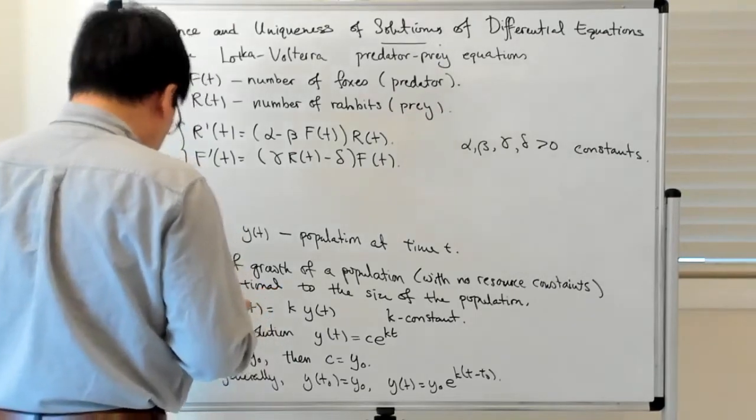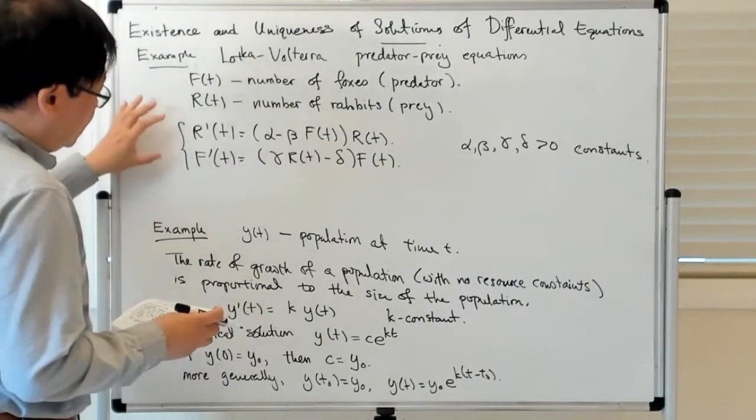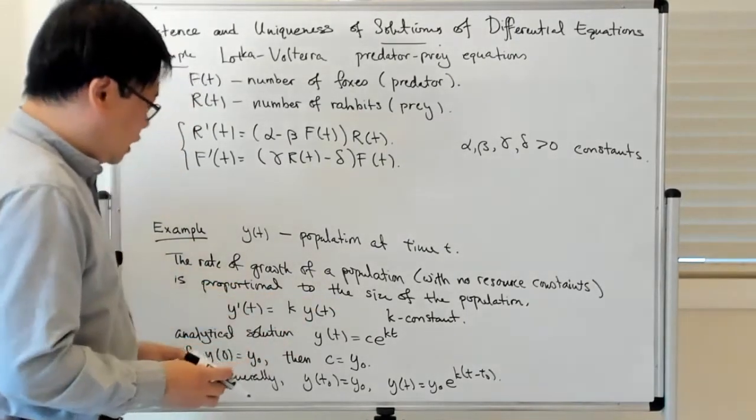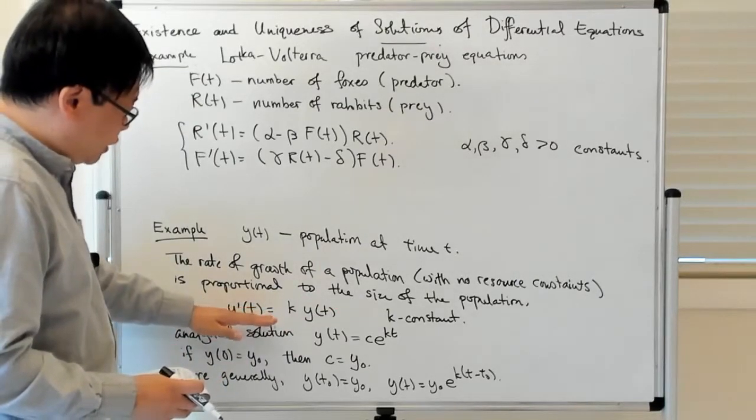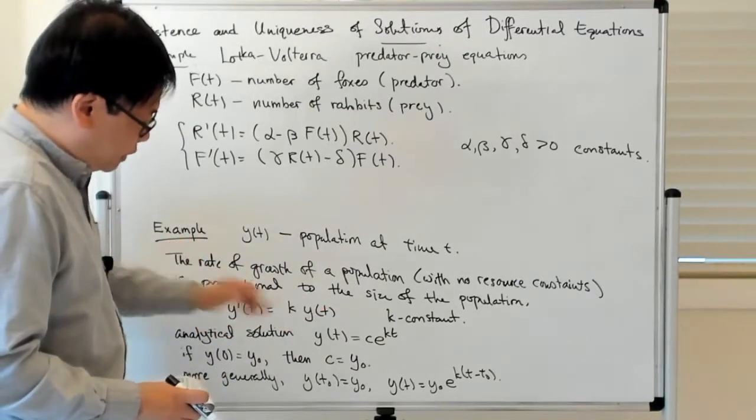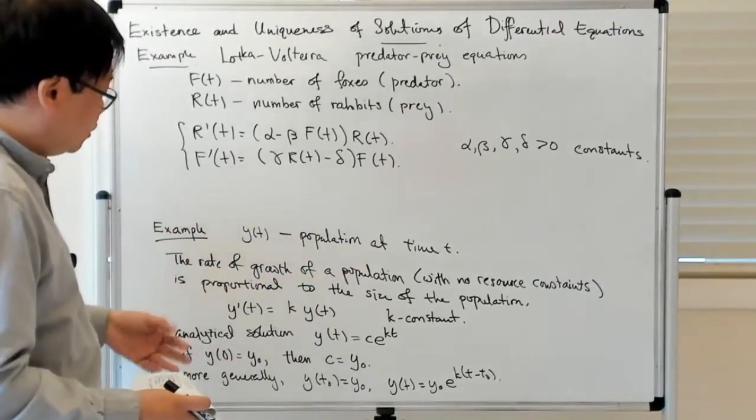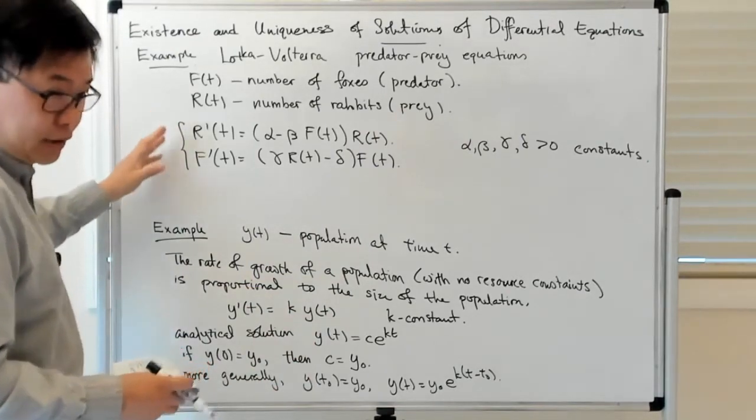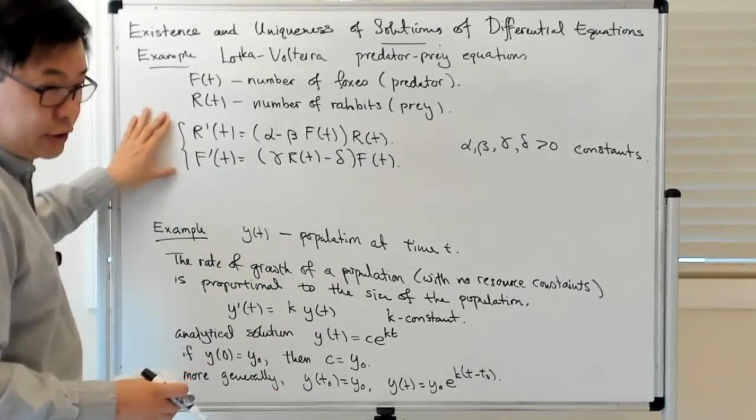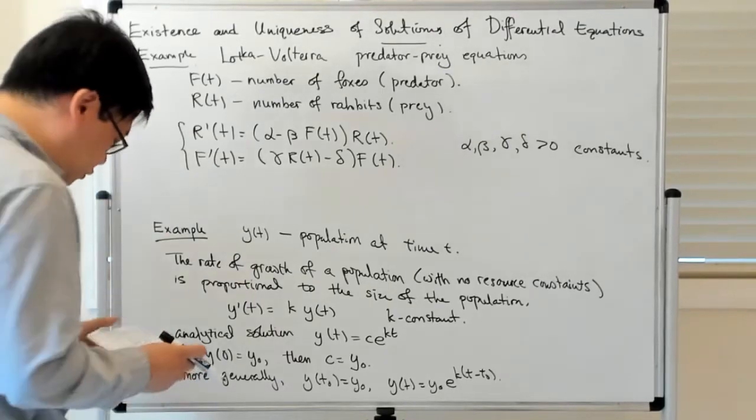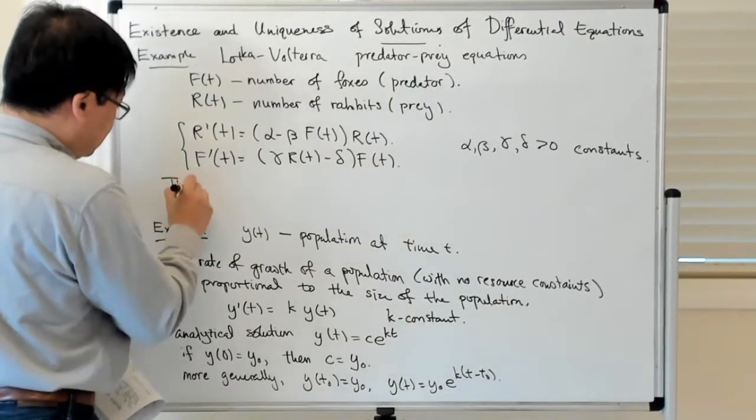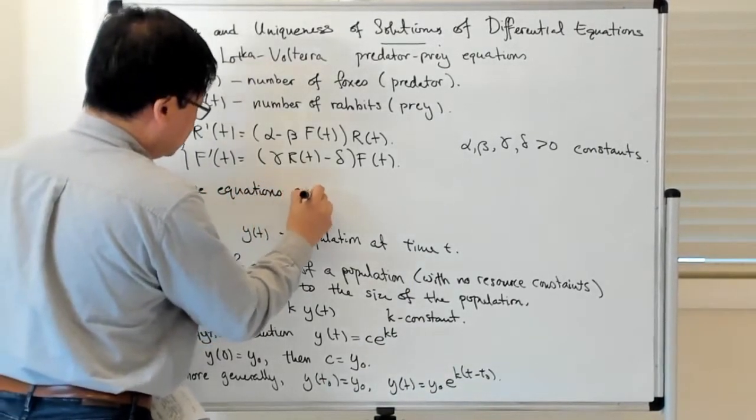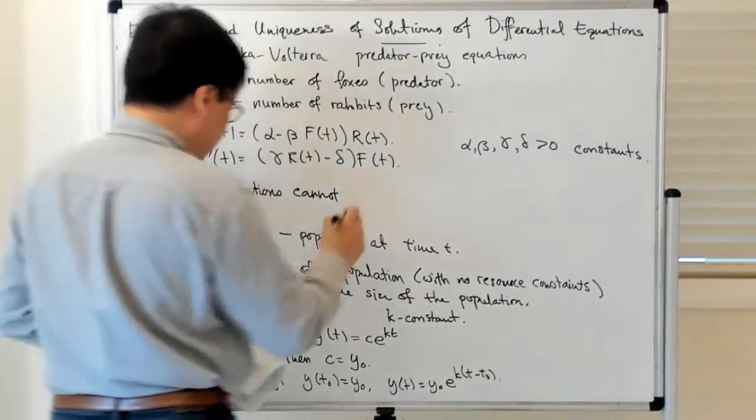So the point is that unlike the first equation which we discussed, where the time rate of change of the population is just proportional to its current value and there is an analytical solution, with the Lotka-Volterra equations, this system of equations is not analytically solvable. These equations cannot be solved analytically.